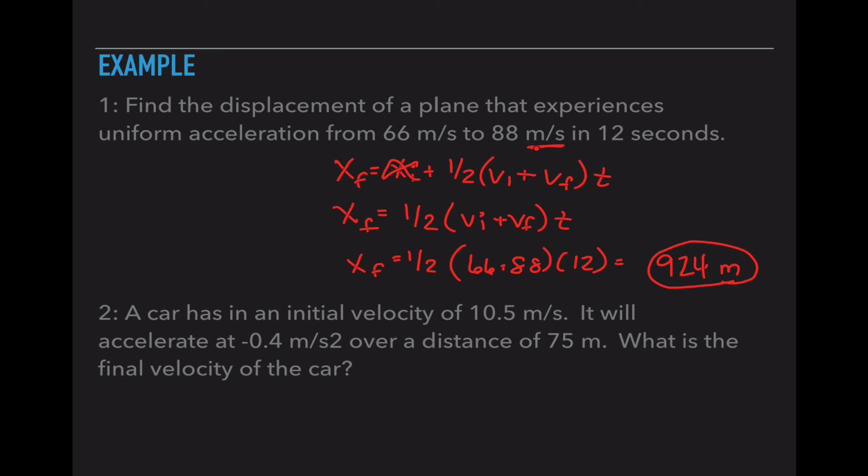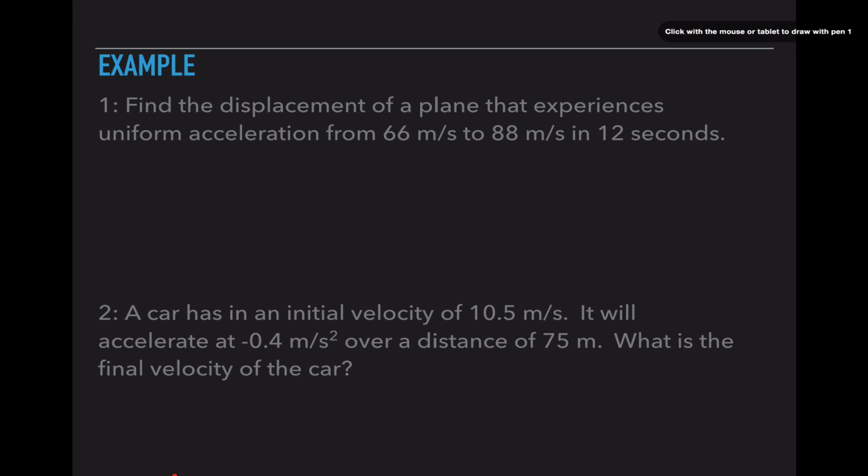We know that we measured in meters per second for this information, so our final answer has to have meters as our distance unit. So example number 2, a car has an initial velocity of 10.5 meters per second. It will accelerate at negative 0.4 meters per second squared over a distance of 75 meters. What is the final velocity of the car? So notice we have a velocity, an acceleration, a distance, but we do not have time. So we actually have to use that VF squared equation.